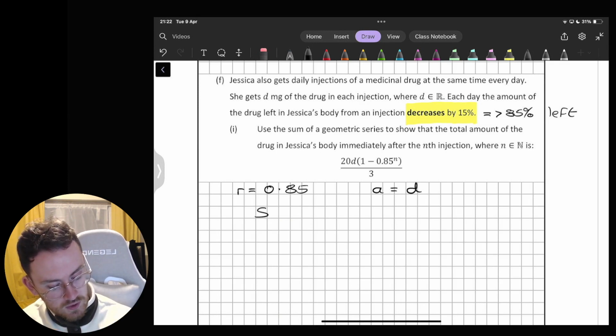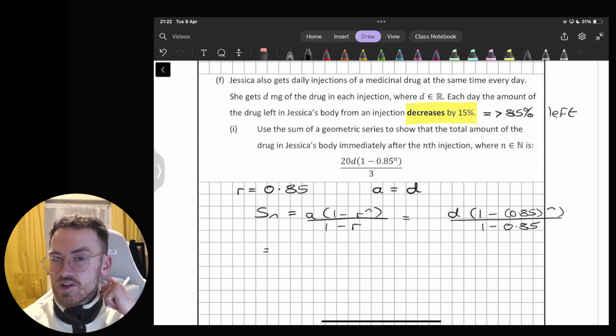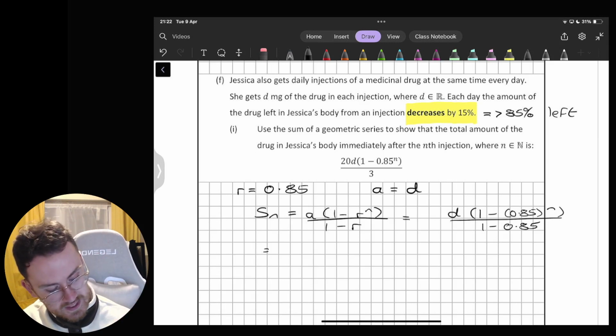So to find my overall sum here for n days, I'm going to use my finite geometric sum, or series. Filling in those values, D is A, so D times 1 minus 0.85 to the power of n, all over 1 minus 0.85. And then it's really just a bit of manipulation for us here.